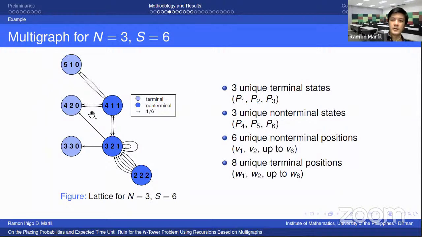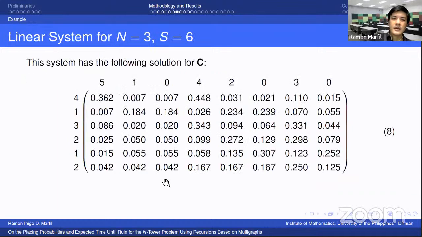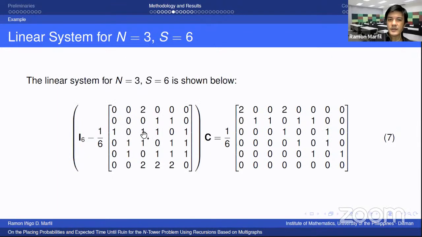So, we have three terminal states, three non-terminal states. We have 6 non-terminal positions: the 4 and 1, 3, 2 and 1 here, and the 2 here. We have 8 unique terminal positions from this: 510, 420, and 30. Okay? So applying the same algorithm to this scenario, we have this linear system, and solving this linear system for C, again, this matrix is non-singular. That means the solution for C exists.